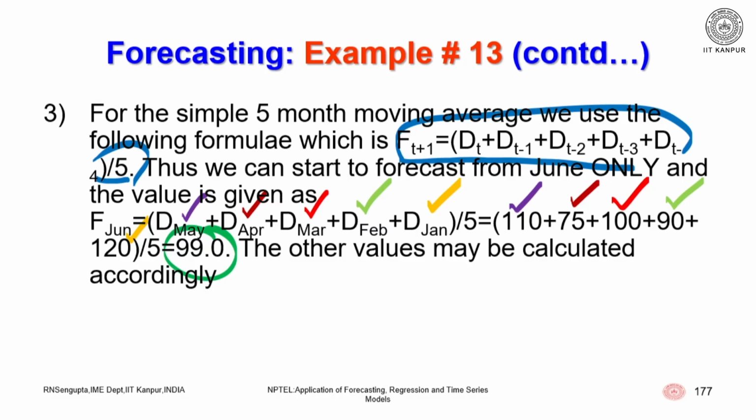That is there for the next time frame, the next year, because I am trying to predict for the next year. January to October, say for 2024, I am utilizing that data to predict for 2025. The other values may be calculated accordingly, and you can use the simple table which is given to find out the 3-month moving average and 5-month moving average. And remember, for these you are giving equal weights, 1/3 for the 3-month moving average and 1/5 for the 5-month moving average.